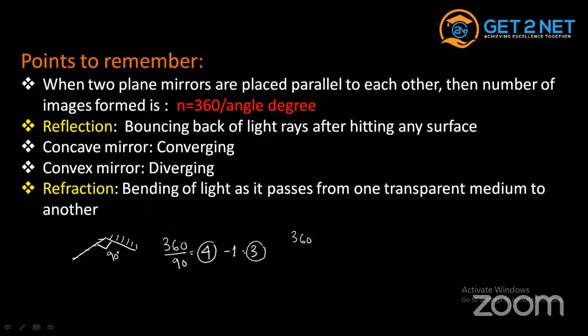Let's take another example: 360 divided by maybe 40. So here the answer will be 9. Now, if it is an odd number, then we have to keep it as it is. It will be 9 only.